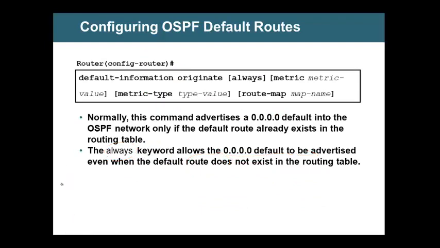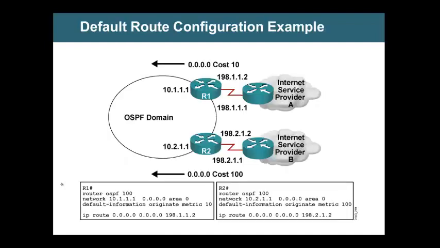You see here, you have two ISPs in your organization, and you want the ISP on the top, ISP A, to be the primary ISP. So what you do is you use the command default-information originate along with the metric. This is going to inject a default route with a cost of 10, and this is going to inject the default route with a cost of 100.